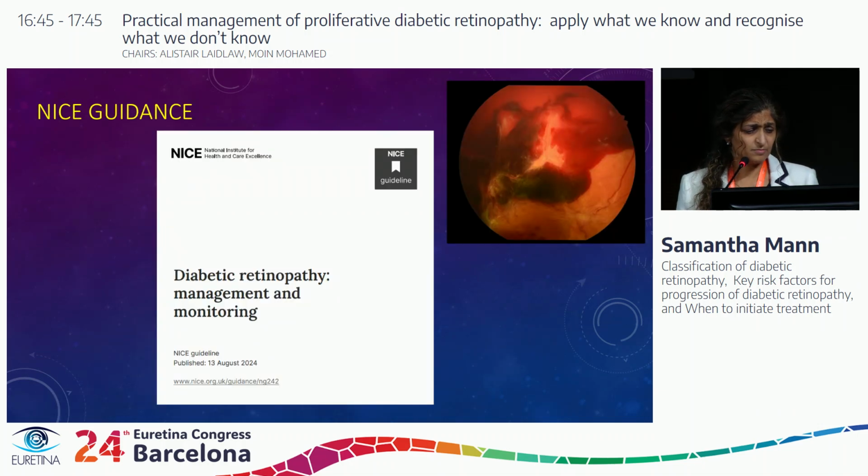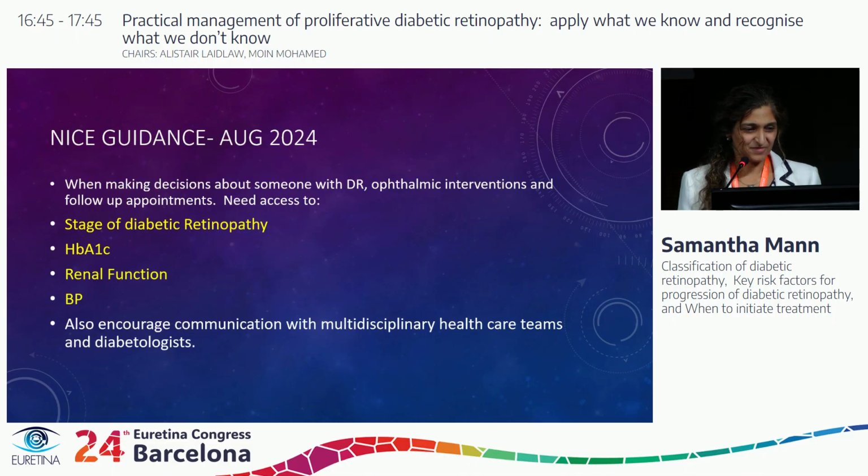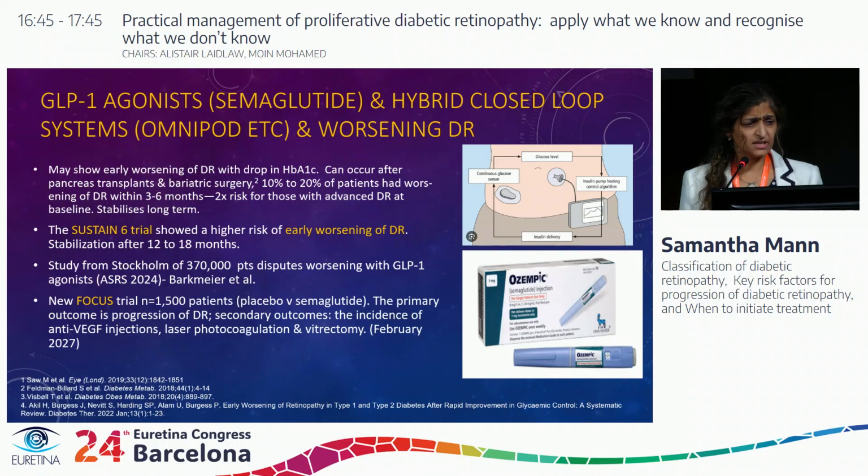This is the document I mentioned. It's recently been published in August of this year, 127 pages, a very, very comprehensive document about how to manage and monitor diabetic retinopathy, well worth a read. And it's very good recommendations. One of the things they mention is that anyone who's dealing with diabetes ophthalmic interventions should have access to the stage of retinopathy, the HbA1c, the renal function, and the blood pressure, and it also encourages multidisciplinary healthcare involvement and diabetology. We mentioned these GLP-1 agonists and hybrid closed-loop systems.